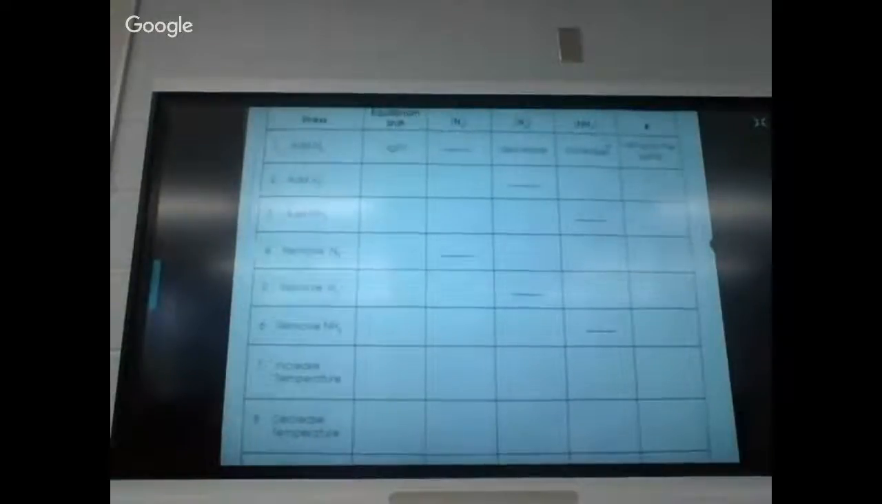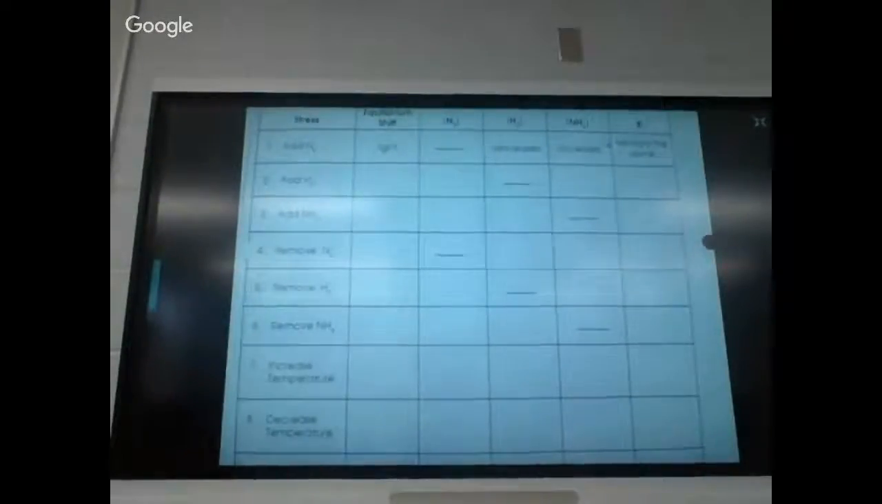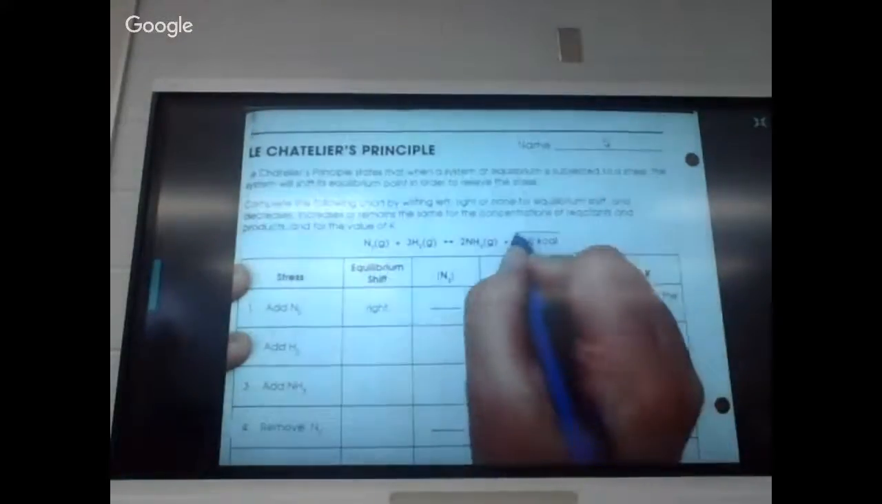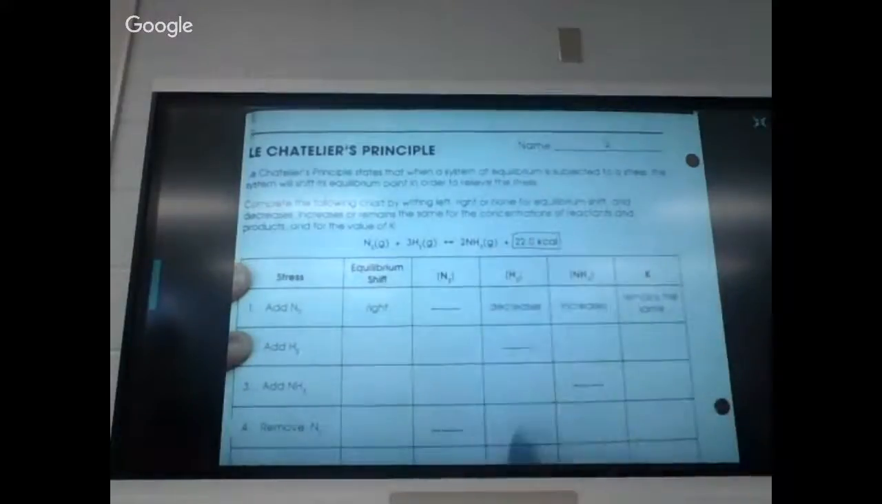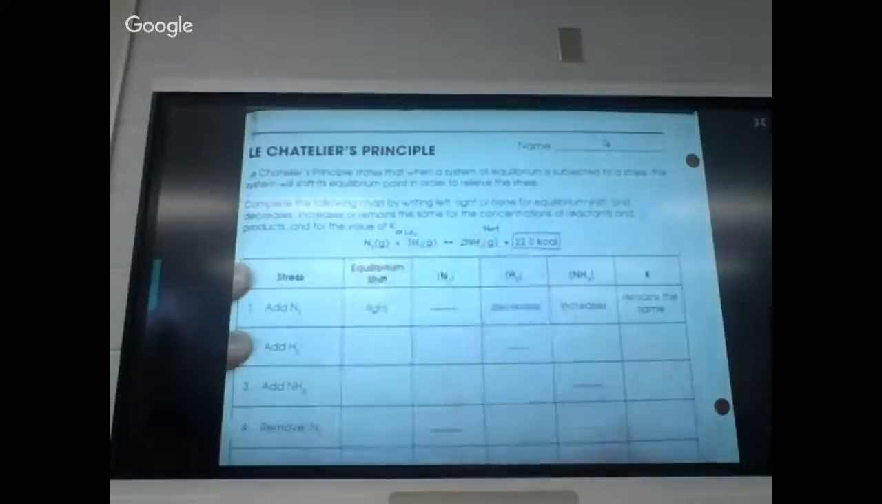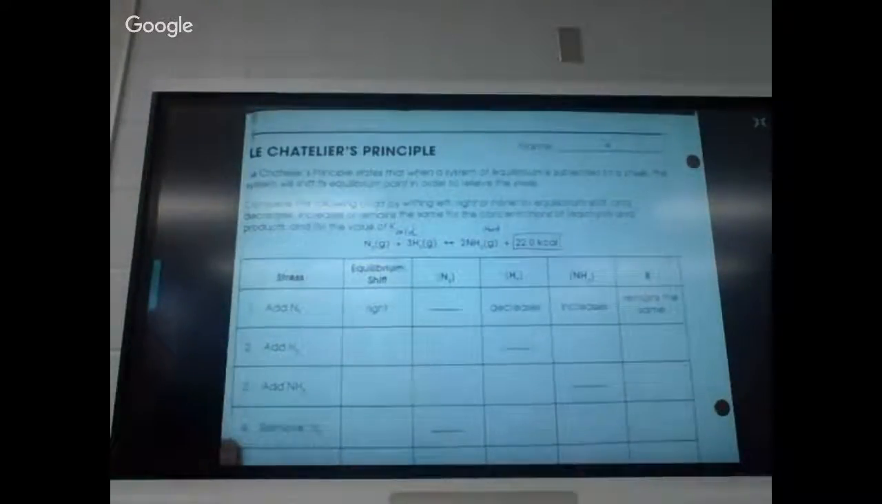All right. Pick a line you want to do together. Number one's already done for us. Pick one line, not 2 through 10. Okay, so. All right. Line 7. Line 7 says increase temperature. So what's the rule if we increase temperature? It goes to the colder side. So look at your equation. This right here is the heat, right? So that means this is the hot side. This is the cold side. So if I increase temperature, it goes towards the cold side, which means it goes which direction?